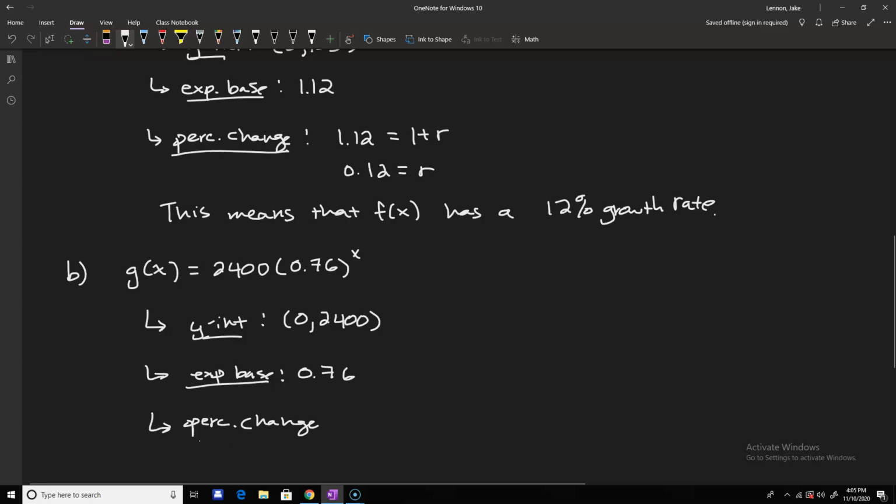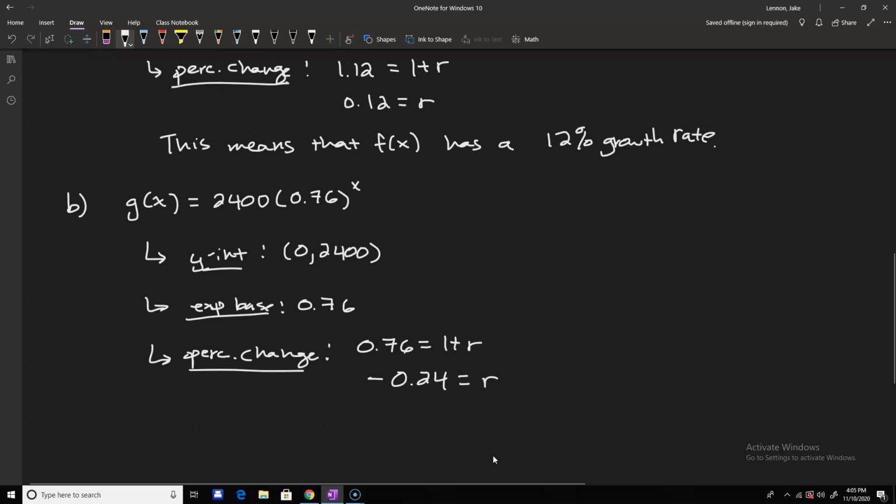this time will actually be negative, right? We have to set 0.76 equal to 1 plus r, and then when we subtract 1, we're going to end up with negative 0.24. So that's the value of r. So again, we could say g of x, when it's negative, it's a decay rate, not a growth rate. So g of x has a 24% decay rate.